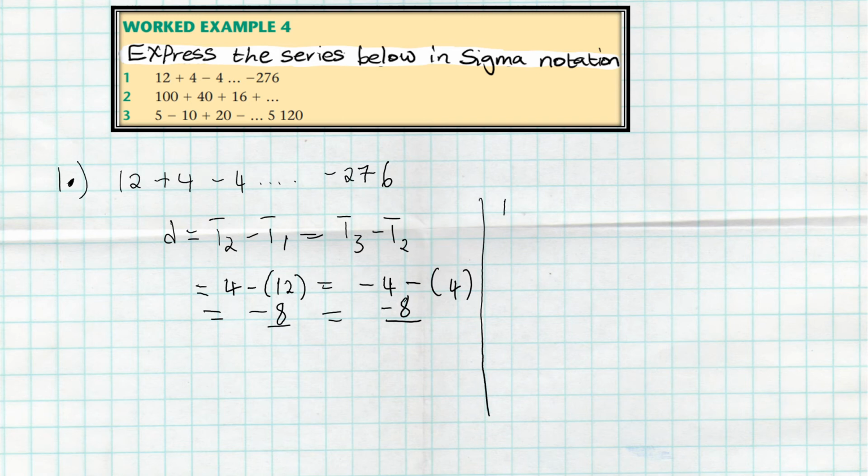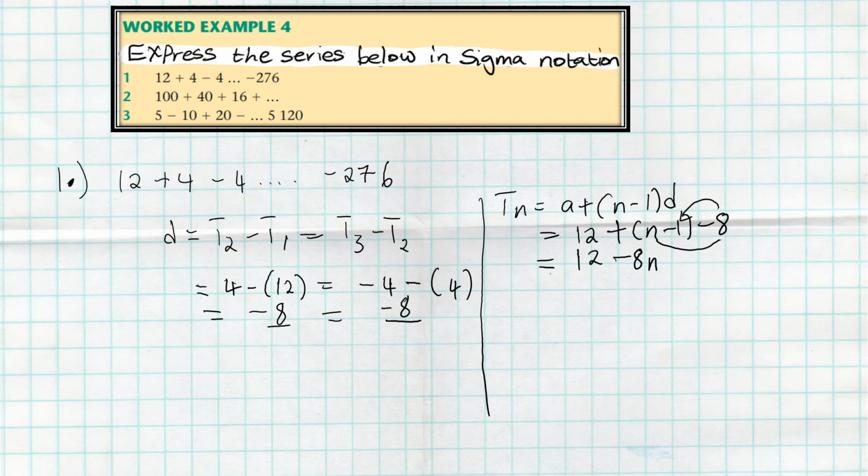So the Tn for arithmetic we know, so we can go and calculate our Tn. It says a plus n minus 1 d. Our a is our first term, which is 12, plus n minus 1. Our d is our common difference, which is minus 8. So this is 12 plus minus 8 times n, it's going to give me minus 8n. Minus 8 times minus 1 is positive 8. So I have minus 8n, 12 plus 8 is 20. So our Tn is minus 8n plus 20.